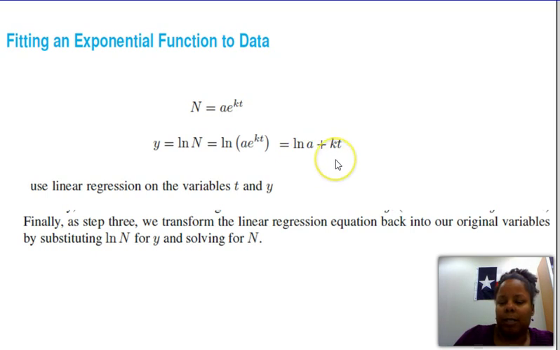Well, this looks very much like a linear function because natural log of a is a constant, k is a constant, and t is the value that's changing. And we can use linear regression on the variables t and y to come up with a linear function that fits the data. And then if we want to transform our function back into the original values, we can do that by substituting natural log in for y and solving for n.